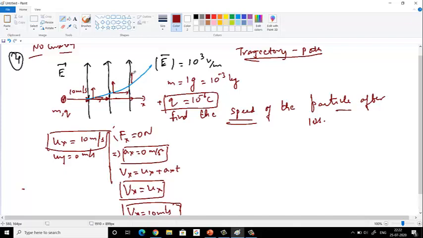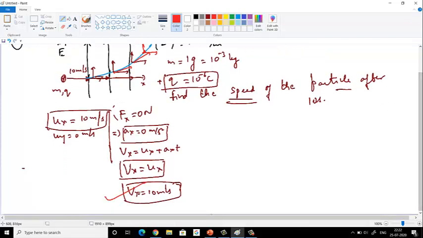Upward direction, x direction. So the net velocity is always going to be tangential like this. Anyway, after some time, after 10 seconds, the particle may be somewhere here. So it will have both x and y components. The x component we got. What about the y component? Now let us calculate the y component.